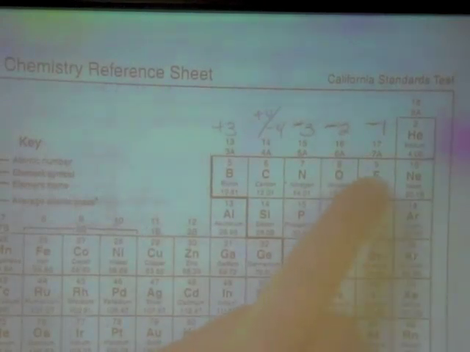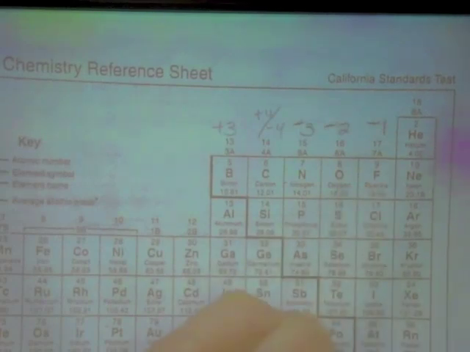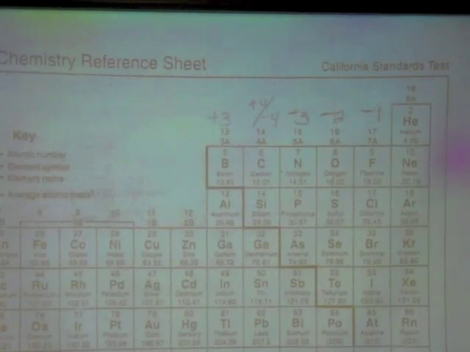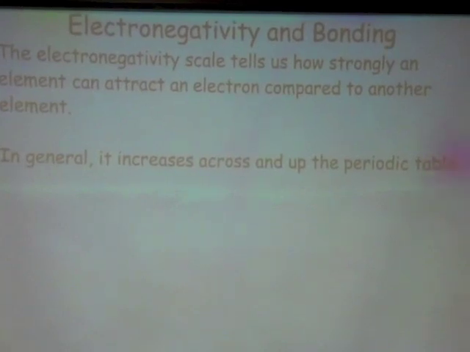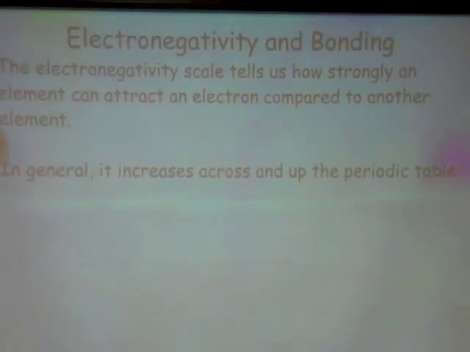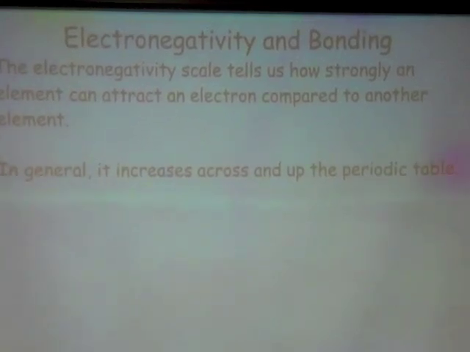So our most electronegative element is fluorine. Least is going to be down here with francium. Okay. So as you go across, it increases, and as you go up a group, it increases. Or if you want to say it decreases as you go down, that would be fine too. The same thing. All right, so then hopefully you are already seeing the way that an element's electronegativity is going to affect its bonding characteristics.